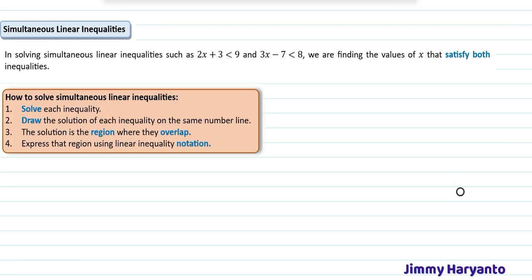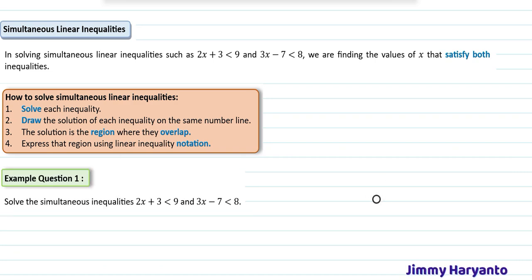How to solve simultaneous linear inequalities? First, you have to solve each inequality. Second, you have to draw the solution for each inequality on the same number line. And then the solution is the region where the number line is overlapped. And then express the region using linear inequality notation.